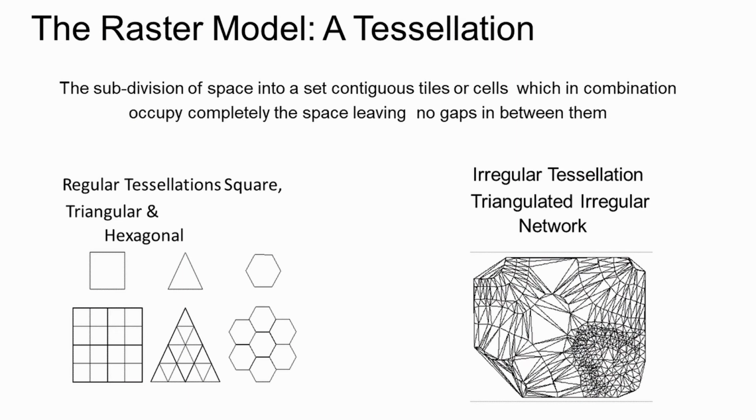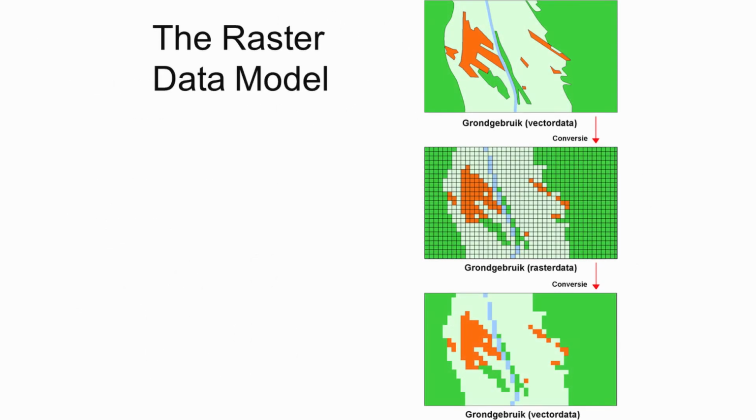The second type of tessellations are irregular ones. This is the same as a regular tessellation in that it is a subdivision of space into a set of contiguous tiles or cells which in combination occupy completely the space, leaving no gaps in between them, but they differ in that the cells may vary in size and shape, allowing them to adapt to the spatial phenomena that they represent.